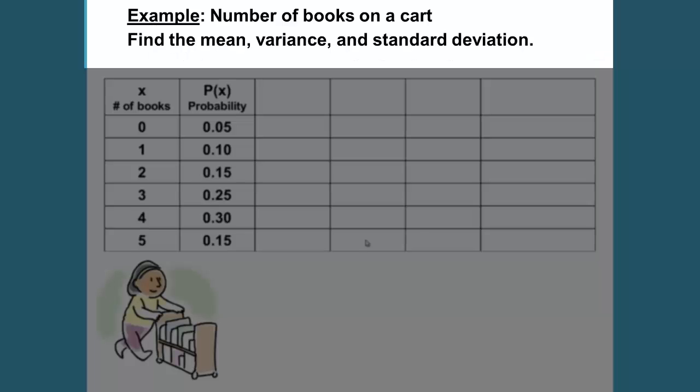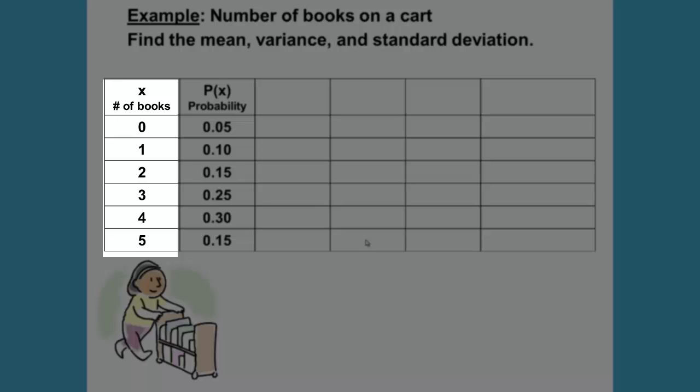We have an example about a book cart. We will let X, our data value, equal the number of books on a cart, and we want to find the mean, variance, and standard deviation. We have the number of books as our X, and that can be 0, 1, 2, 3, 4, or 5.